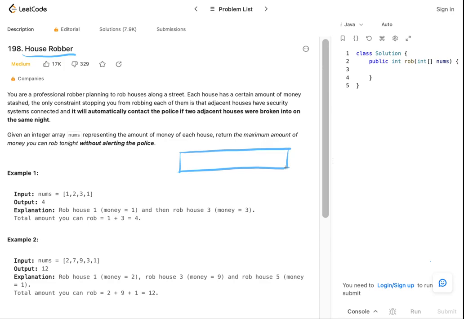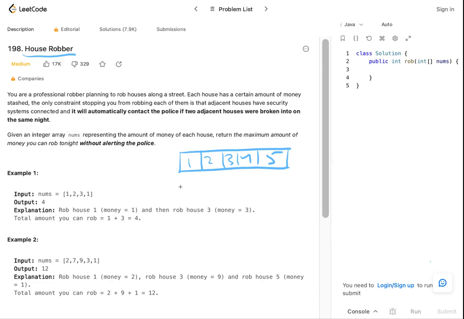So assume that this is a street and we have five houses on that street, and a robber is supposed to steal from the houses on this street in such a manner that he can earn the maximum amount of money. But there is a constraint which has to be kept in mind, which is that you cannot steal from two houses which are adjacent to each other.